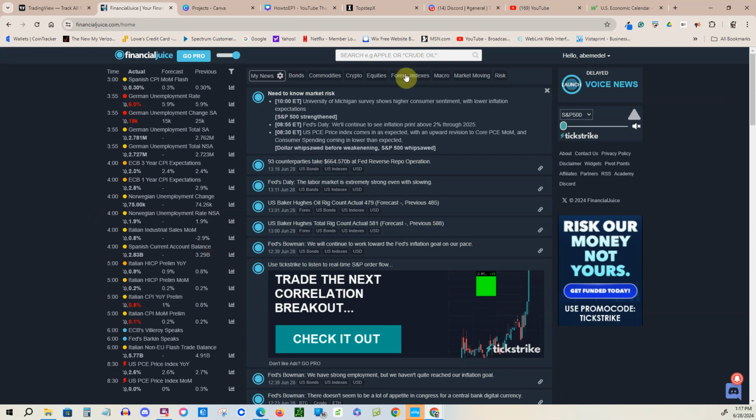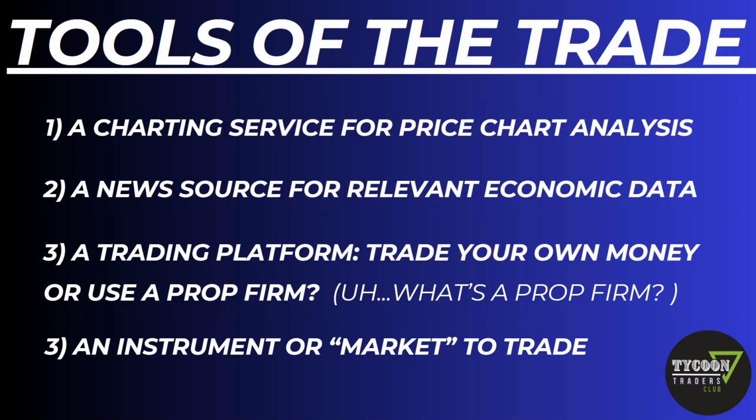Financial Juice, Market Watch, you should have those on your favorites tab. Okay, the third thing on the list is going to be a trading platform. I'm a funded trader with a prop firm called TopStep. That's what I recommend using.